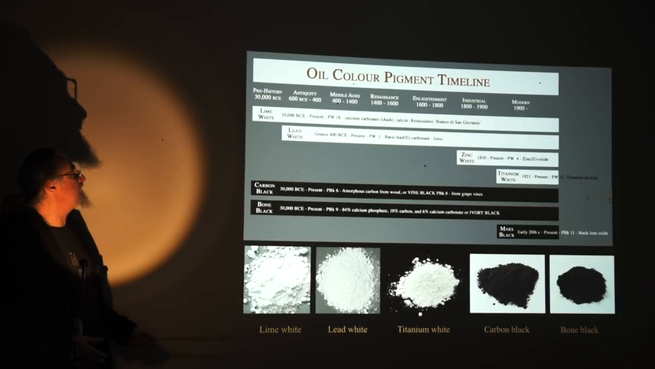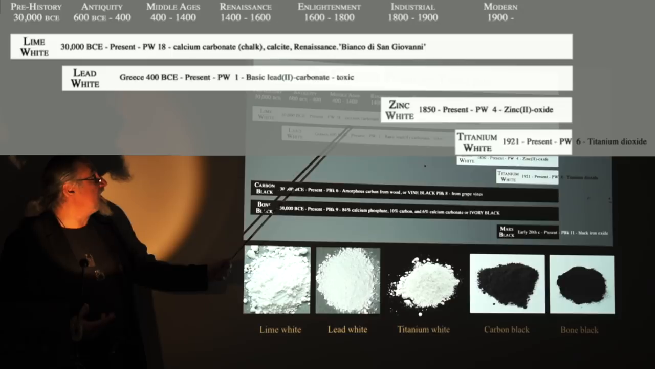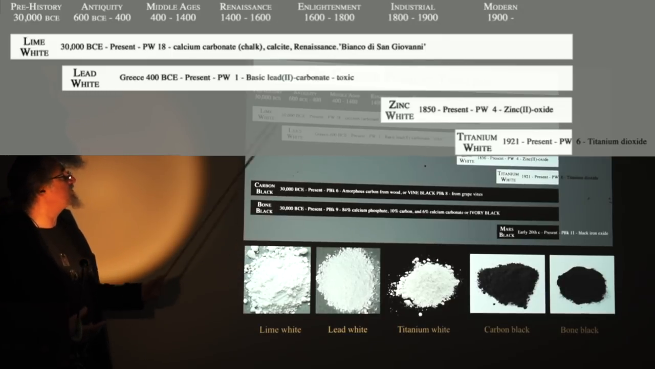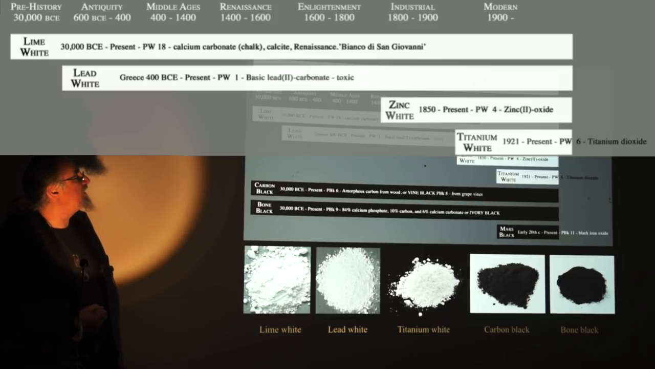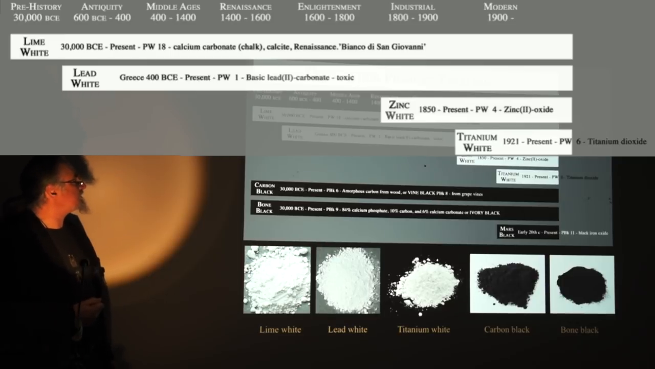Beginning with white then, lime white, which is basically calcium carbonate or chalk, has been used as a white from time immemorial. It's not a very strong white, but it lasts, and it's still used in Italy, for example, as Bianco di San Giovanni. It was used during the Renaissance as well, and we can still mix chalk into our paints to give them a certain thickness.